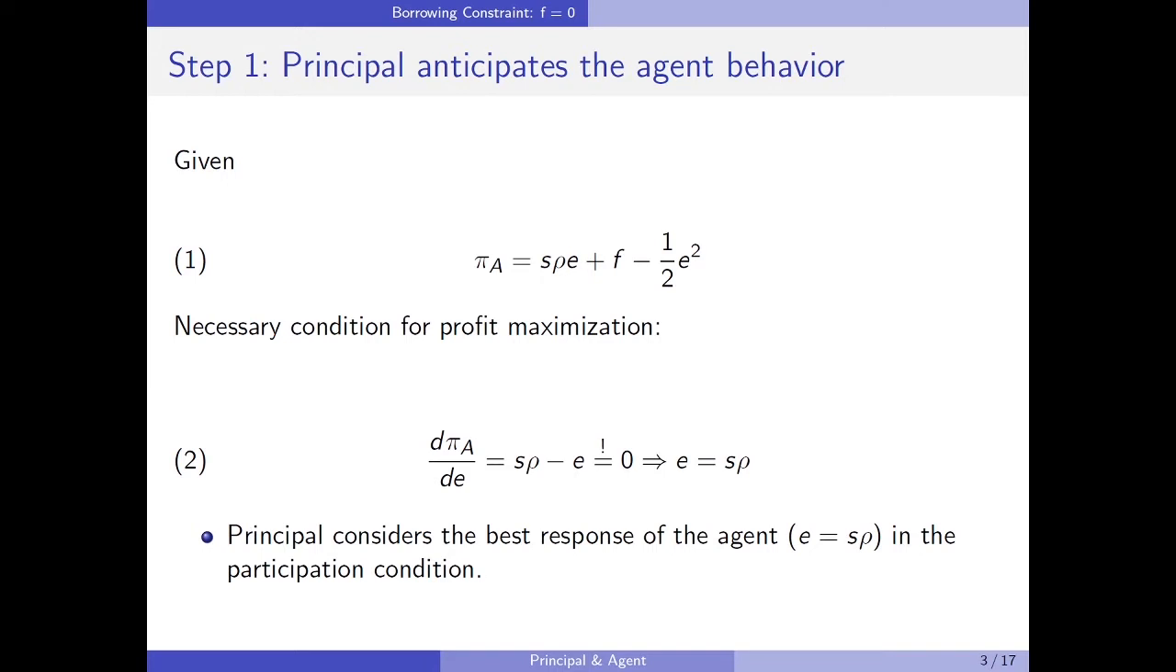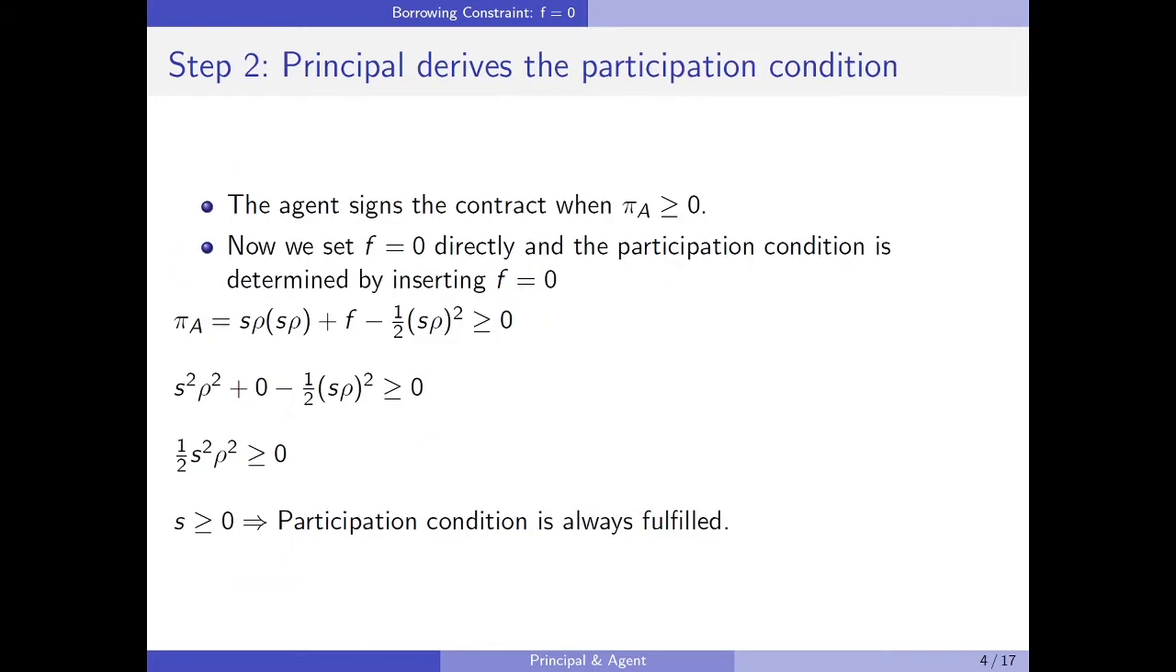So the effort level is equal to the share that the agent earns with respect to the work he is doing, times rho, which is the marginal productivity. In the participation condition, we know that the agent signs the contract when his profit is equal to or greater than 0. If it is not, then he is not going to sign the contract and not work for the company.